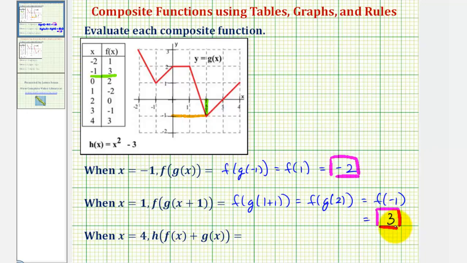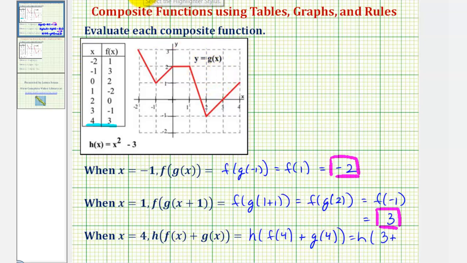And now for our last example, when x equals 4, we want to find h of the quantity f of x plus g of x. So if x equals 4, this would simplify to h of f of 4 plus g of 4. So going back to the table for f, we want to find the output or function value when the input or x value is 4, which we see here, f of 4 is equal to +3. So we have h of +3 plus, now we want to find g of 4 looking at the graph of g of x.